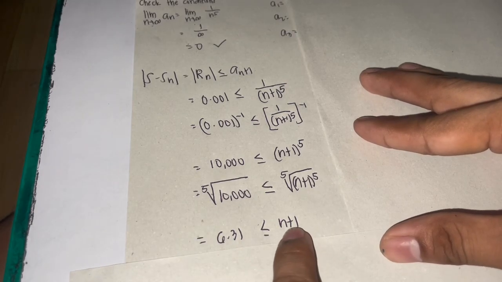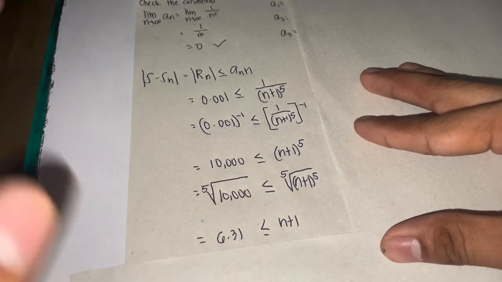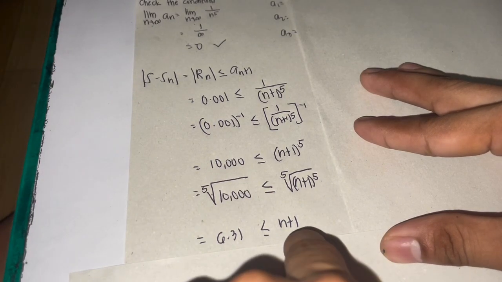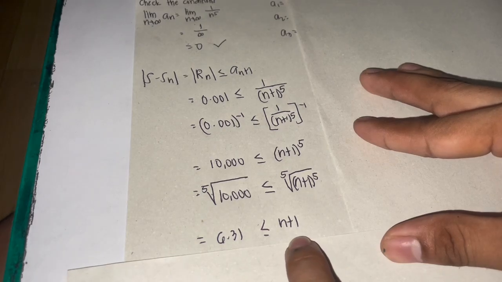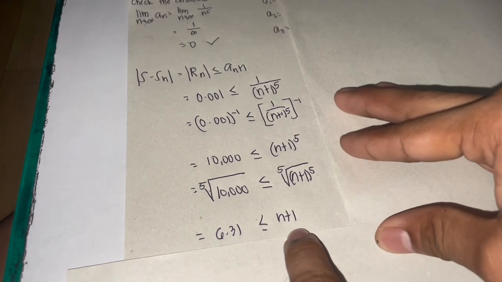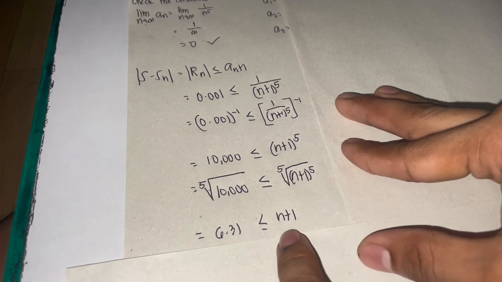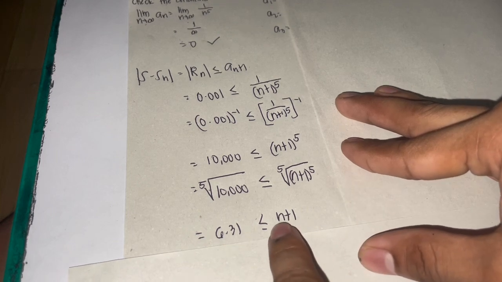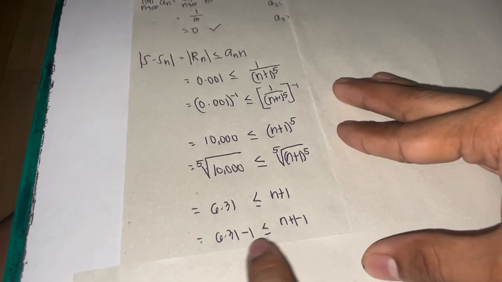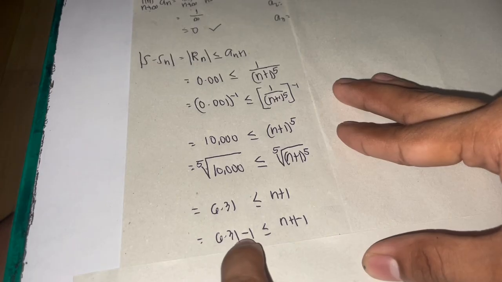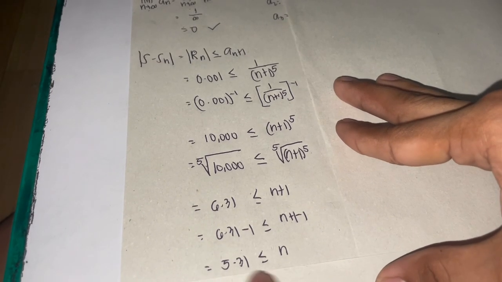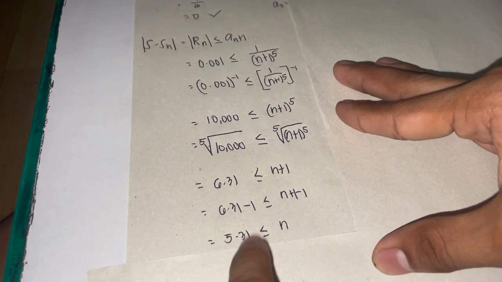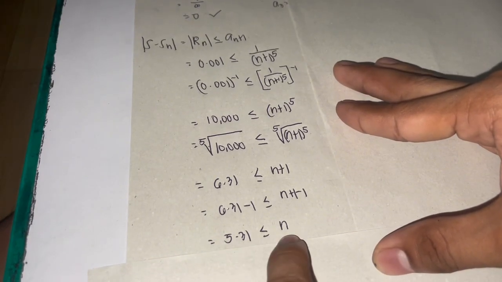To eliminate this 1 so that the remaining variable is n, we use the addition property of equality. Let's subtract 1. So we have 6.31 minus 1 on one side and n plus 1 minus 1 on the other side. We get a final answer of 5.31 is less than n.